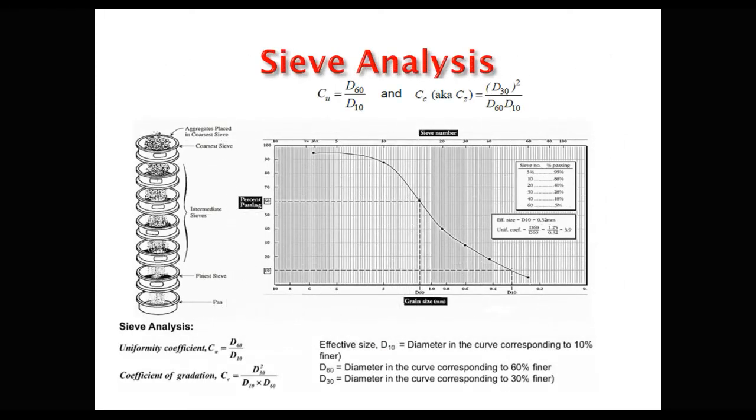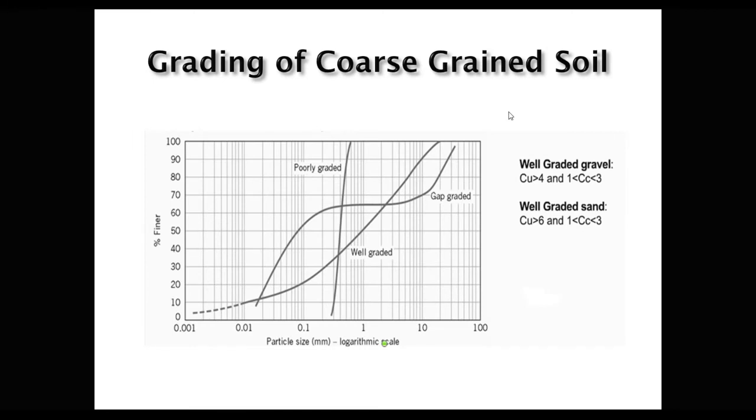So these were the formulas that you have to use: D60 over D10 and D30 squared over D60 times D10. Well, the people who came up with the USCS system wanted to classify the soil based on numerical values and formulas, and they never wanted people to just eyeball it, which is why we have these numbers here.